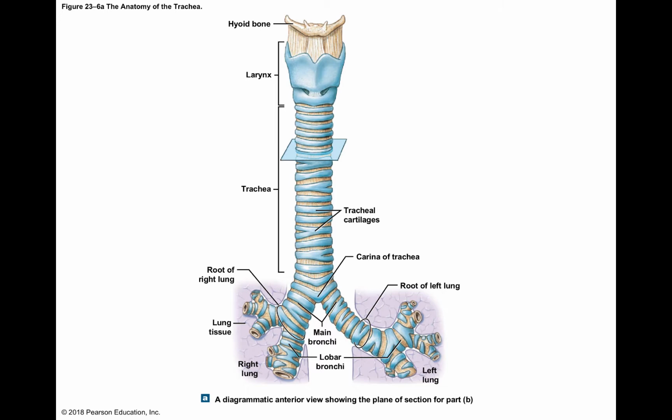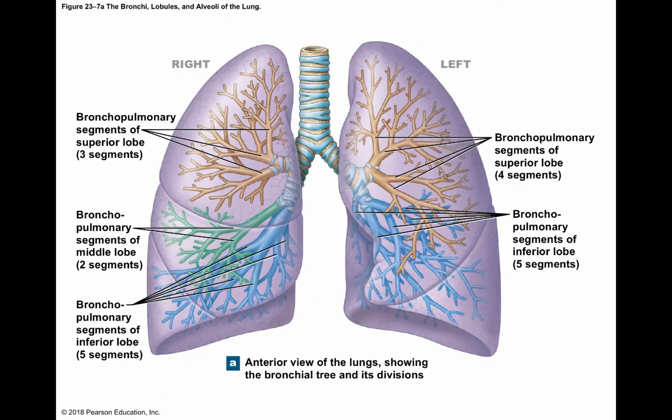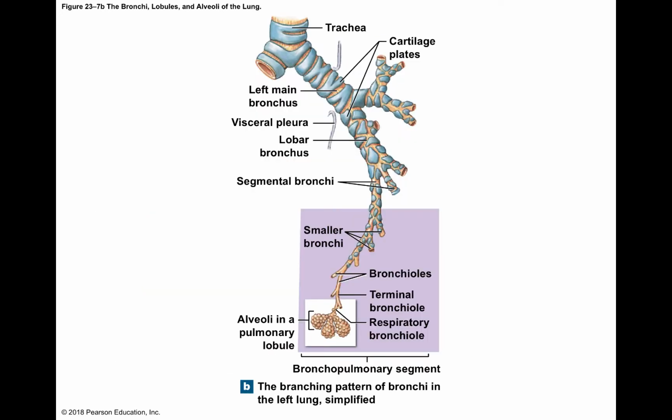And again, in your book, they call them lobar, not secondary. All right, so here we can see the divisions. This is one of the diagrams that will be on your lab exam, because you can see the primary bronchus divides into the secondary bronchi, and then the secondary bronchus will divide into these tertiary bronchi, which in your new book is segmental bronchi. And then the tertiary bronchi will divide into bronchioles.